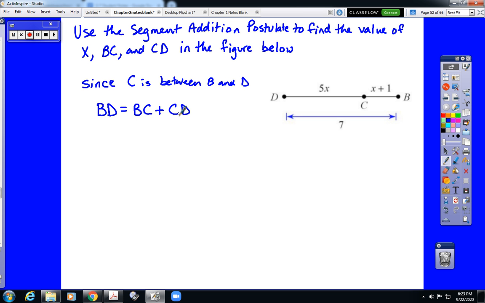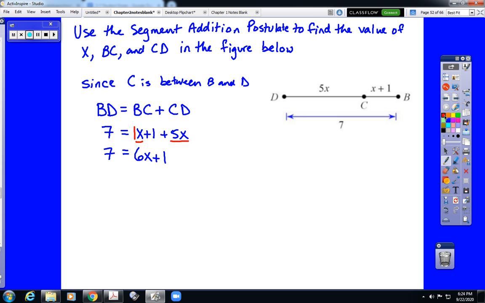From there, what we need to do is plug in each of the values from the picture. The length of BD is listed as 7 units. The length of BC is x plus 1 units. And the length of CD is 5x units. From there, we now have an equation that allows us to solve for the value of x. So step 1 in that process, we have two x terms on the right side of the equation. So we're going to add those together. 1x plus 5x would be 6x plus 1, and that is still equal to 7.